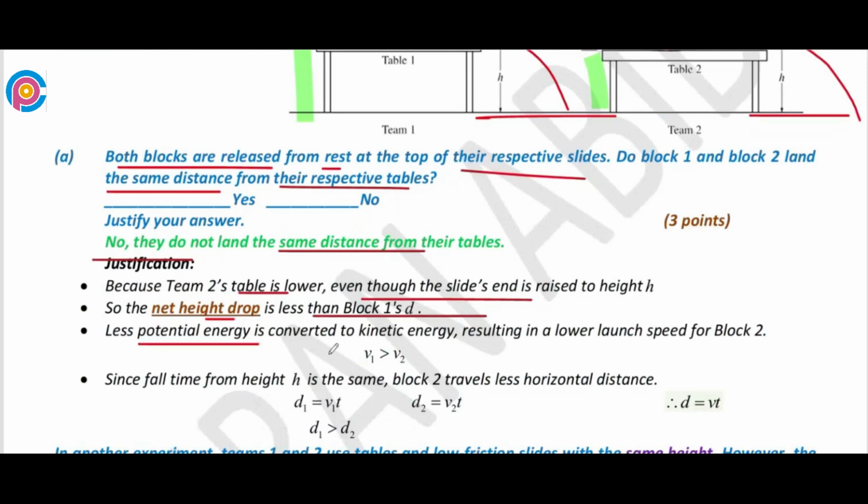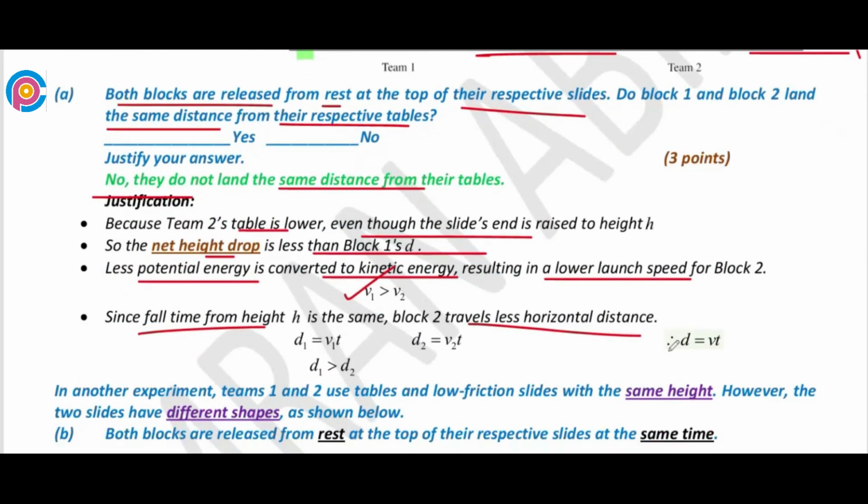It means the potential energy converted to kinetic energy is lower. Lower launch speed of block 2 means less potential energy, so less kinetic energy at the end. Kinetic energy corresponds to the speed, and the block mass is the same, so the velocity of block 1 is greater compared to block 2. Fall time for the height will be the same, so block 2 travels less horizontal distance. As we know, d equals vt. V1 is greater than V2, so D1 is greater than D2.